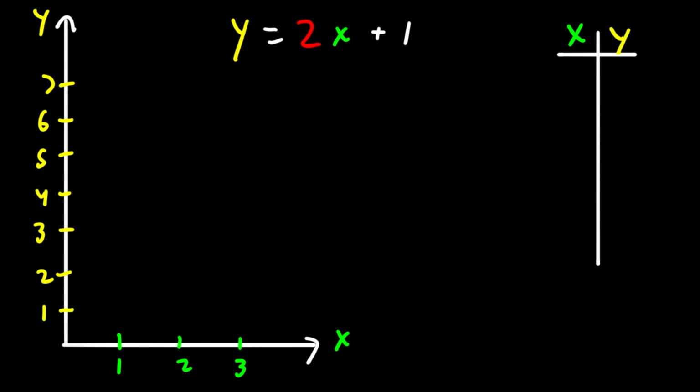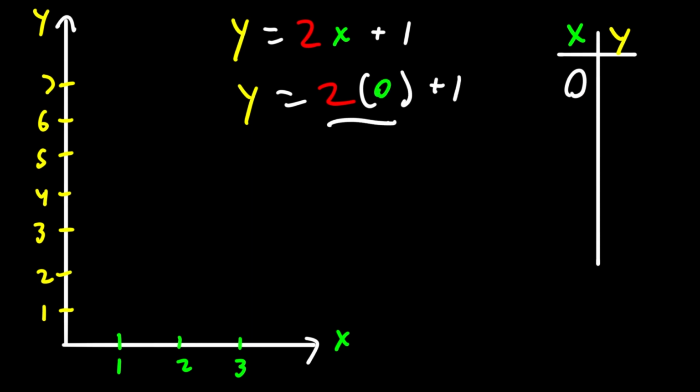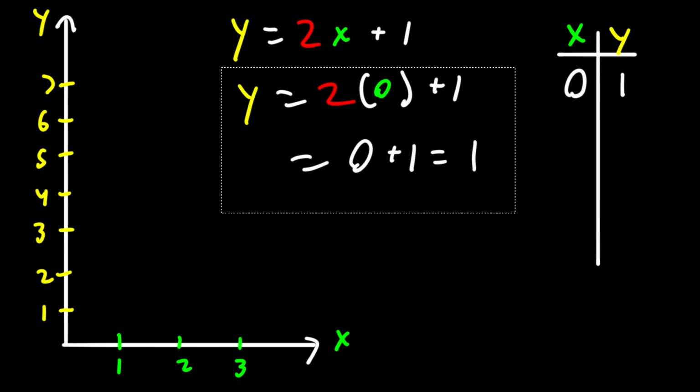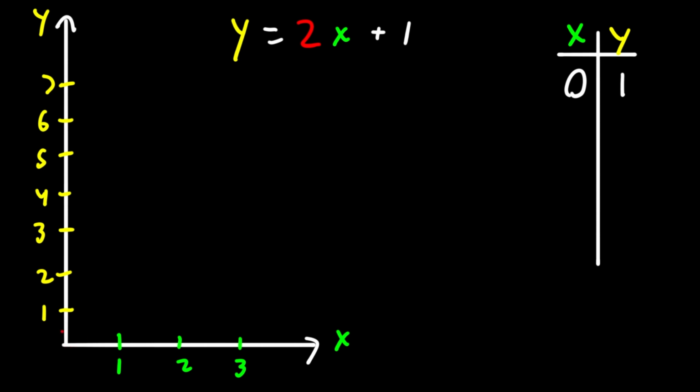And I recommend using the point when x is 0, because multiplying anything by 0 is really easy. So what we're going to do is replace x with 0. Notice how 2 times 0 is going to be 0, but then we have a plus 1. So we have 0 plus 1, and this is going to be 1. So y is 1 when x is 0. And this is pretty much the only point we need. So this point is right about here.